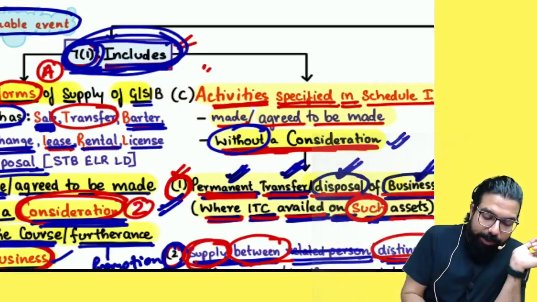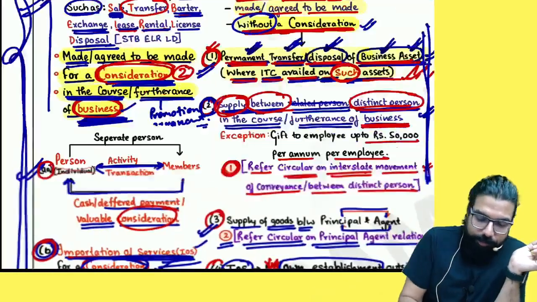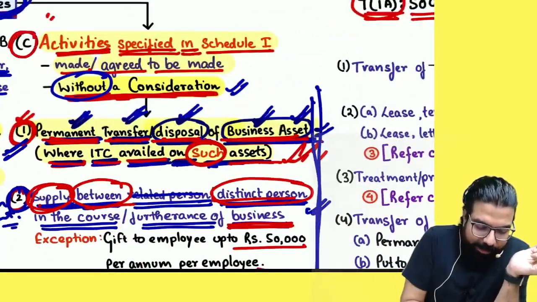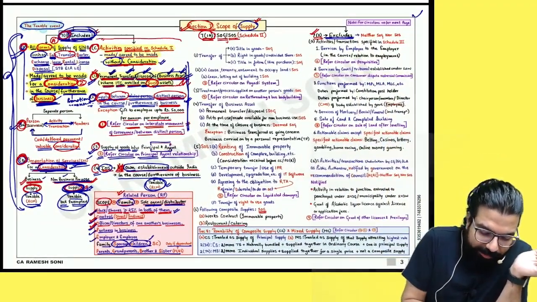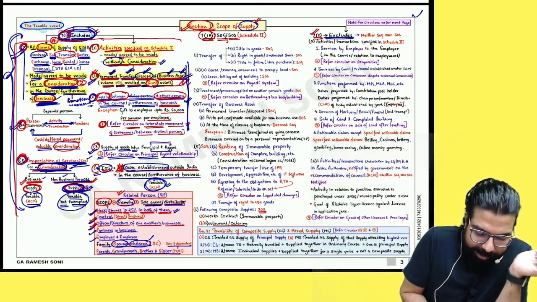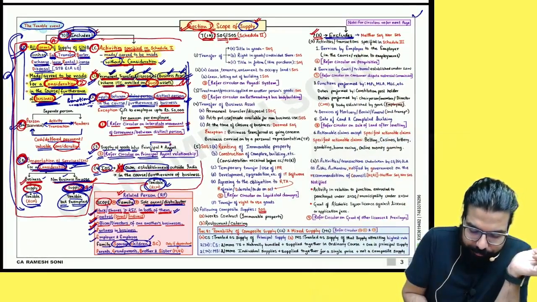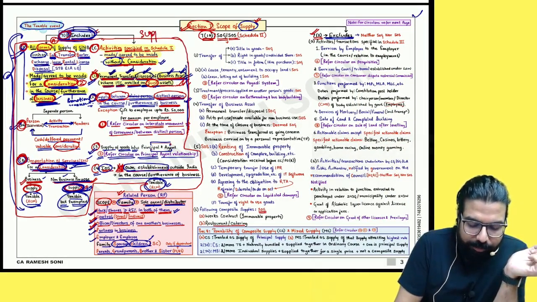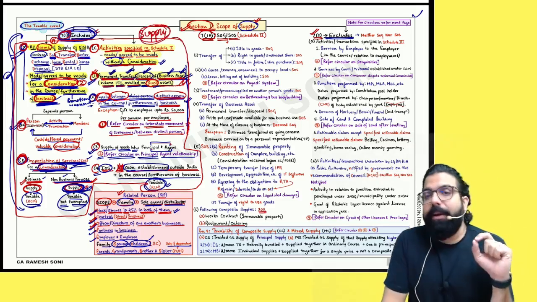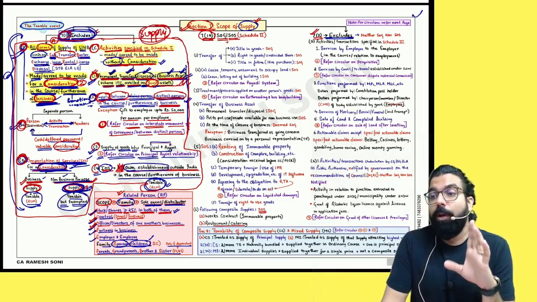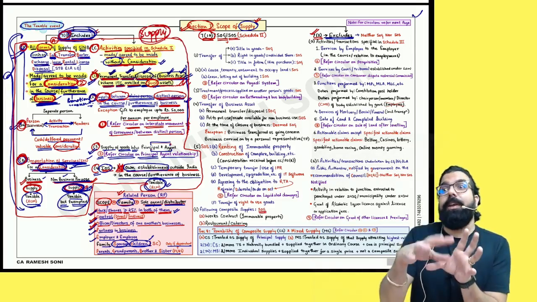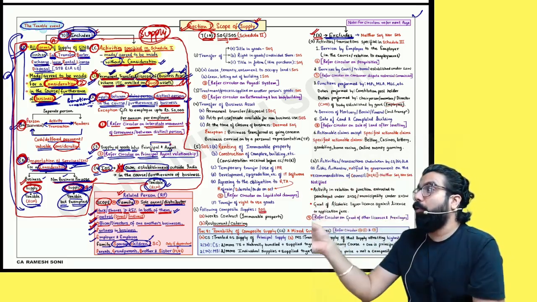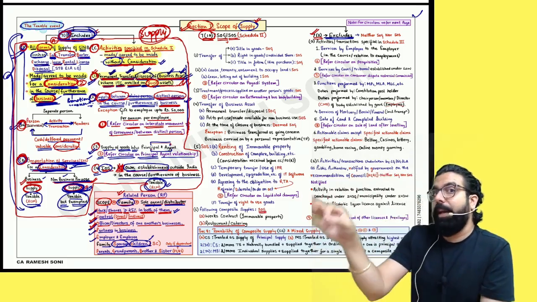Section number 7.1, A, B, and C, we are done. Once we are done with section 7.1 A, B, and C, we know that an activity is falling in supply. Now we have to see whether that activity is a supply of goods or supply of service. First of all, we have to see whether it is supply or not. Where do we see that?